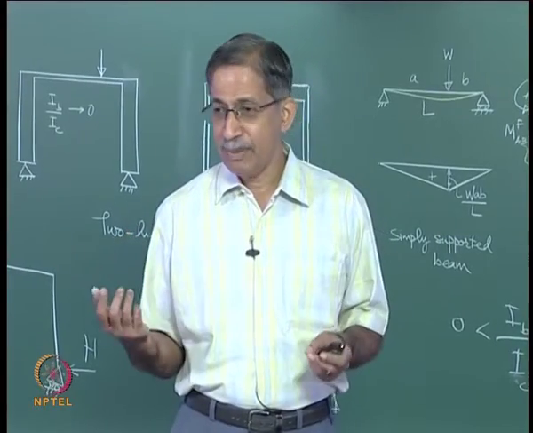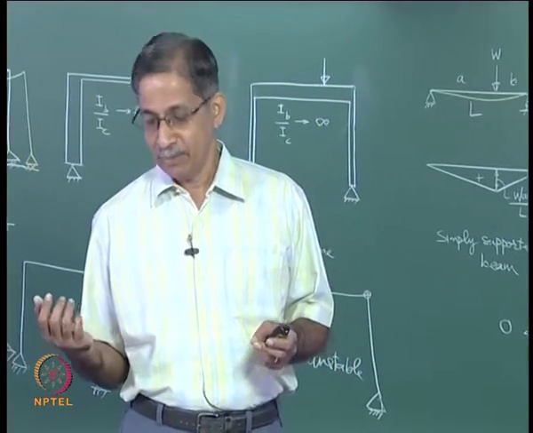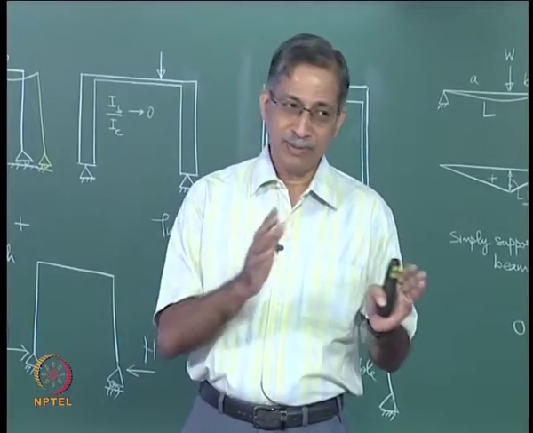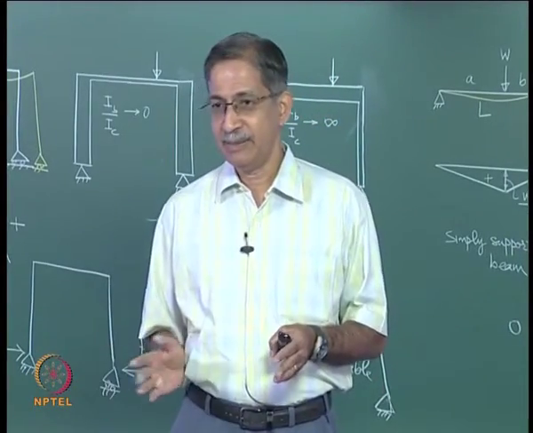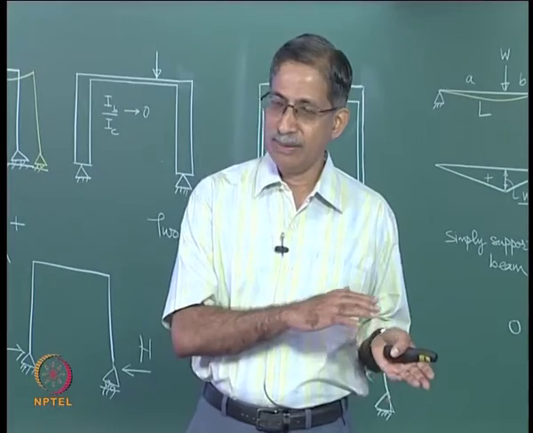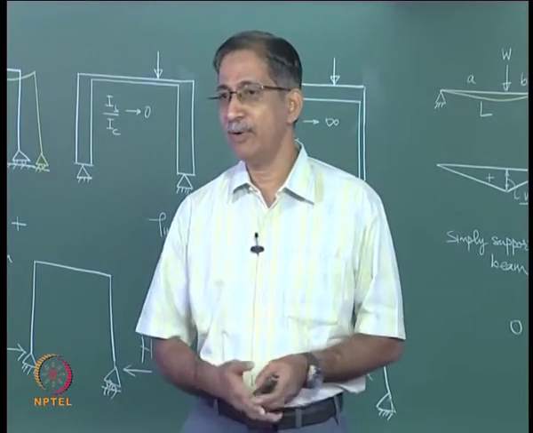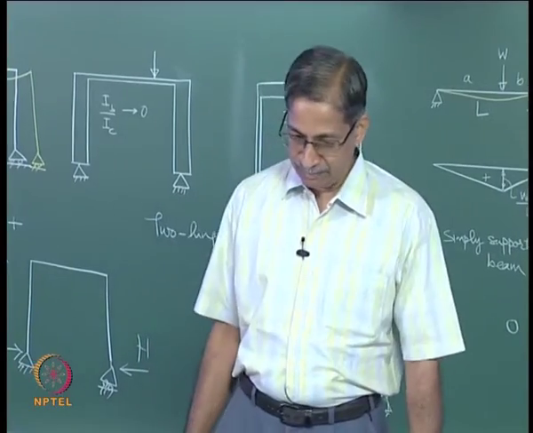So that bending moment will vary from 0 to A naught by L. As a structural engineer, you must be sensitive to the bounds of your results. So you know that the answer is going to lie between this extreme and this extreme. The deflected shape will be from one extreme to the other extreme. So you get a clear picture of overall behavior in this procedure.